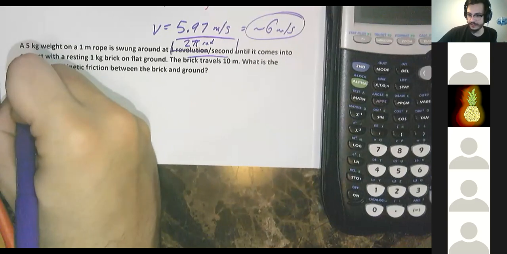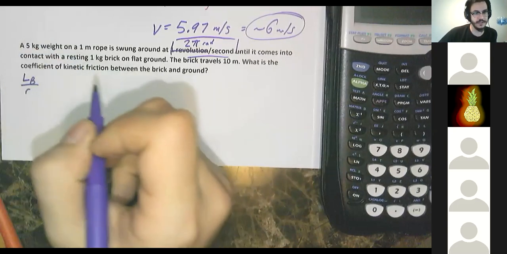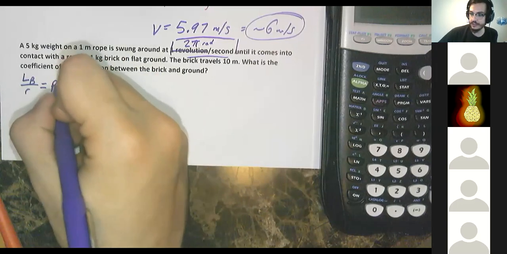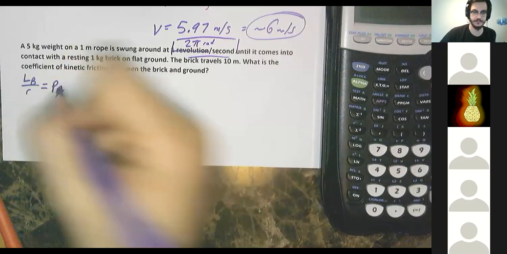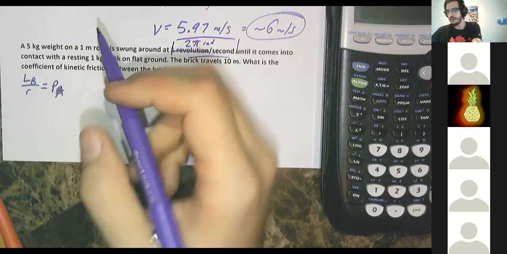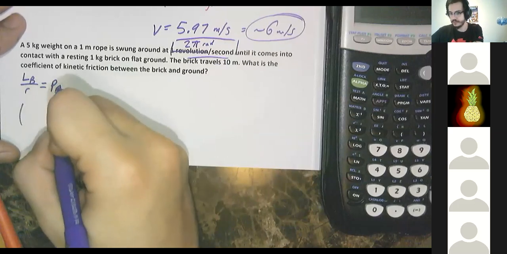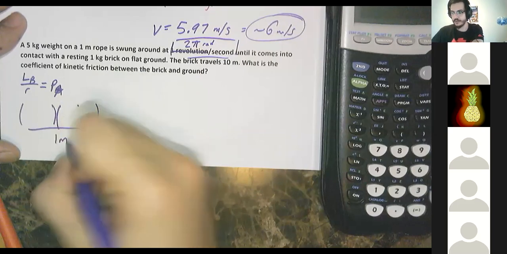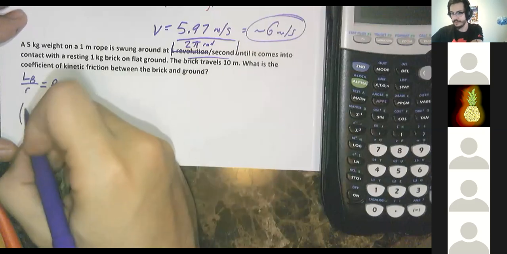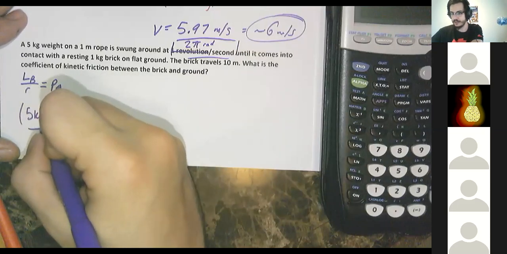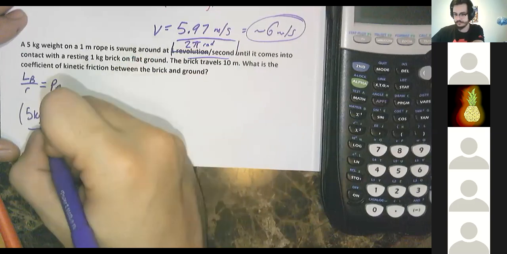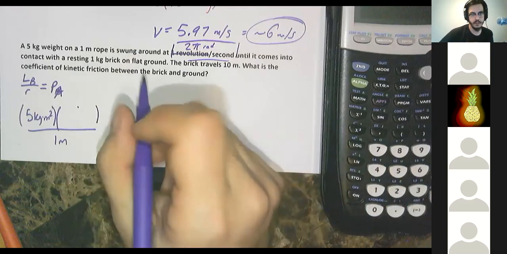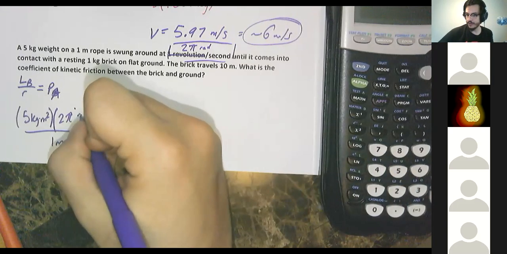So we're going to do the exact same thing. The linear momentum before, which is found by taking the angular momentum and radius, is equal to the linear momentum after. So this is going to be I times omega divided by r. R is 1 meter. This is a point mass, so it's just going to be 5 kilos times 1 meter squared. That's easy. 5 times 1 is 5. So 5 kilogram meters squared times 2 pi radians per second.